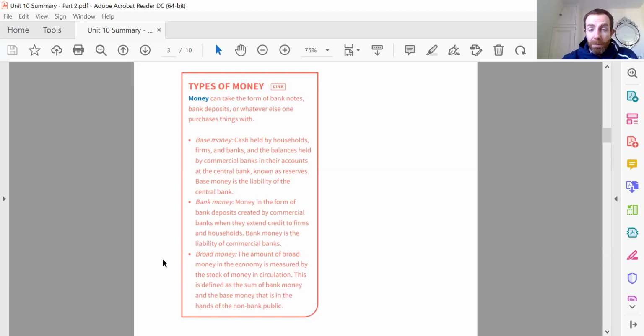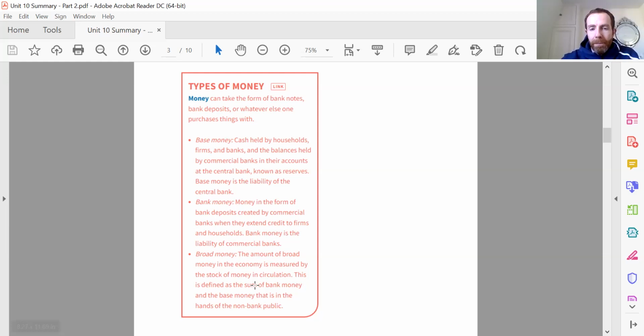And then we have broad money, which I think is going to be less important for the rest of this video. But broad money is the amount of money that is in circulation. Right, and you can see down here, it's defined as the sum of bank money and base money that is in the hands of the non-bank public.